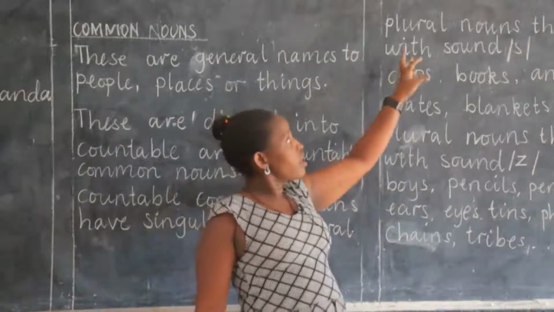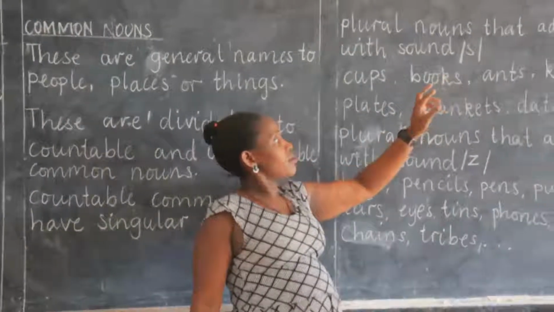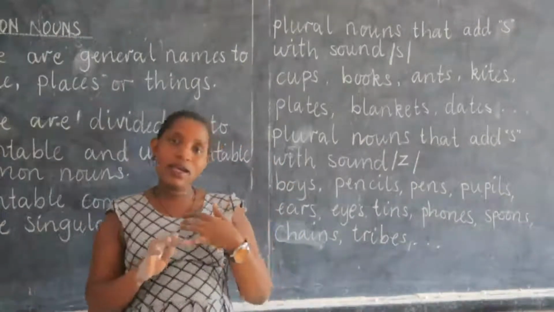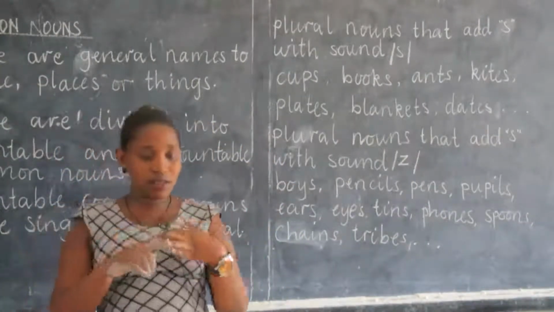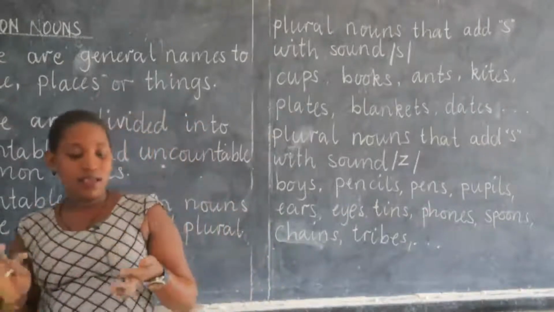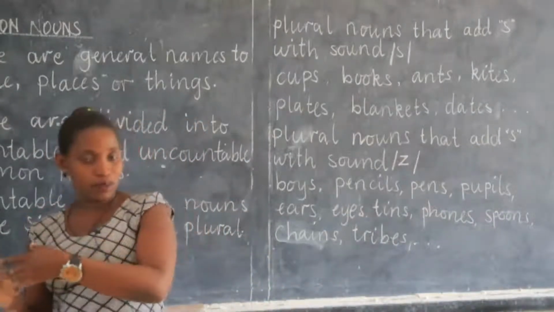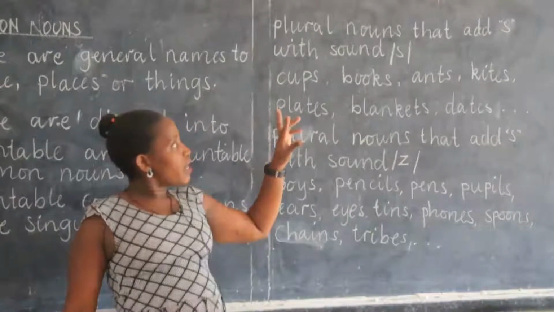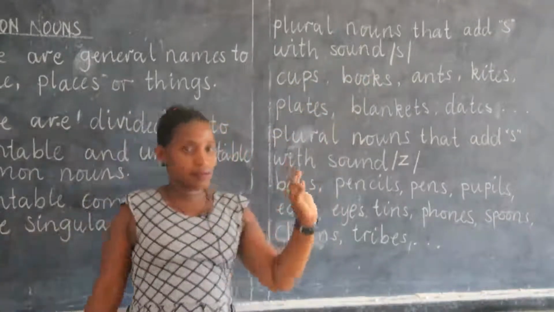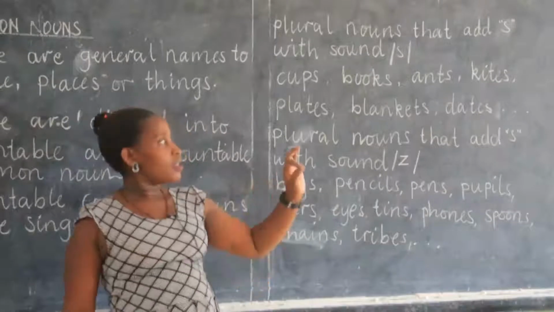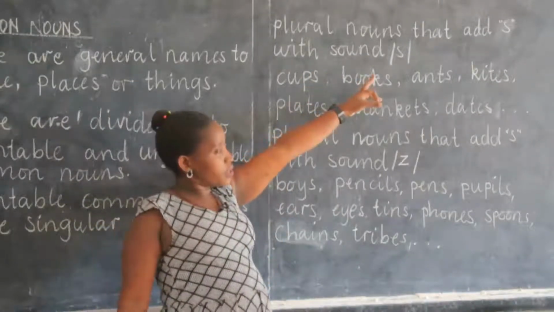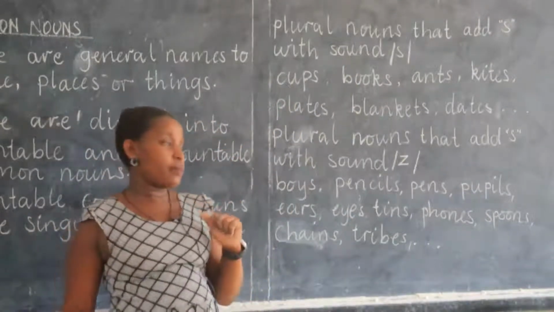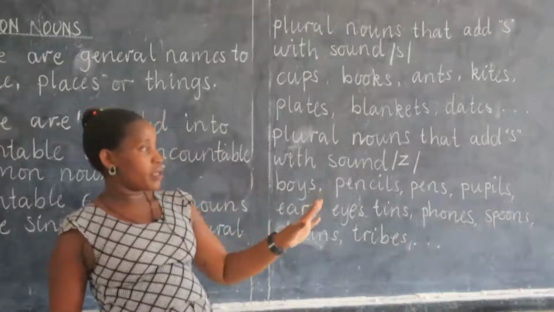So here we are saying plural nouns that add s, because we can say plural nouns can add s, can add es, can add ies, can add ves. But today we are going to first look at those nouns that add s, but they add s with sound s. That sound s, that is the plural noun we are going to look at. There are very many, but I've just picked a few of them, and then we shall be naming very many others.